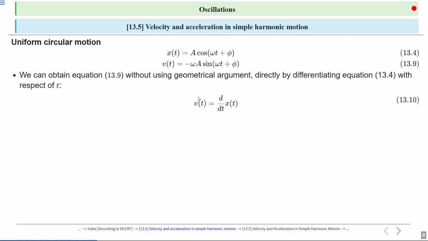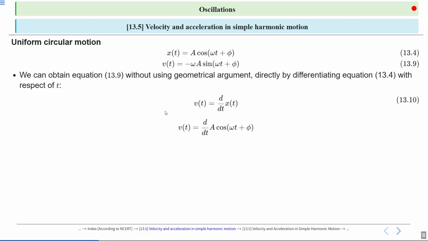This equation is the fundamental concept in physics. Velocity is always the rate of change of position. So by differentiating x of t, we will find the exact formula for velocity. You know, x of t is what? A cos omega t plus phi. So let's perform the differentiation.